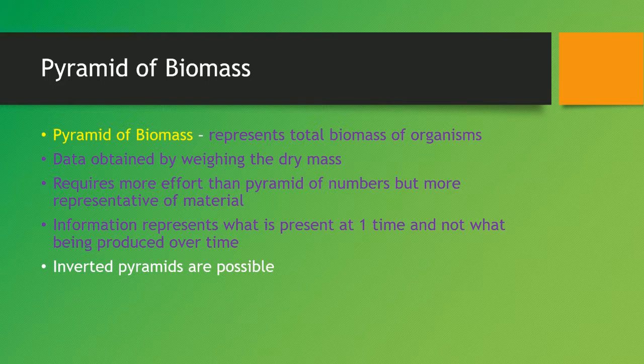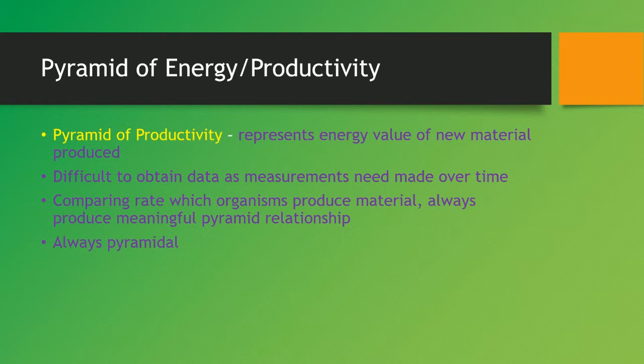You then can use a pyramid of biomass if you wish instead, which represents the total biomass of the organisms. This is done by having data obtained through weighing the dry mass, and this requires more effort than a pyramid of numbers, but it is more representative of the material. The information will represent what is present at one time and not what is being produced over time, but it can have inverted pyramids just like the pyramid of numbers.